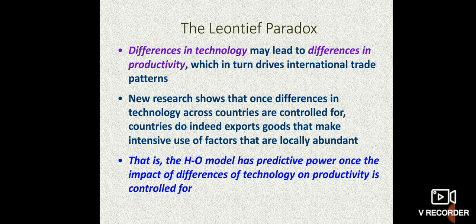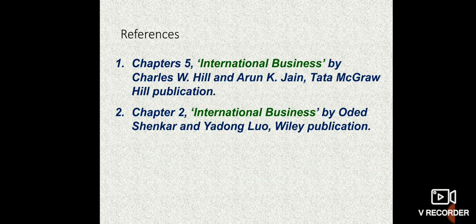So in case one country is good at technology, then they are going to export those types of products even though labor is relatively less abundant. Because the number of laborers is not what matters here; the technology and skill of the labor matter. That is, the Heckscher-Ohlin theory has predictive power once the impact of the difference in technology on productivity is controlled for. So if technology is impacting productivity, then the Heckscher-Ohlin theory is not applicable.